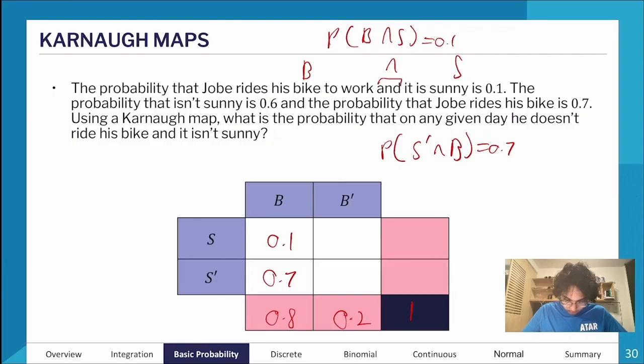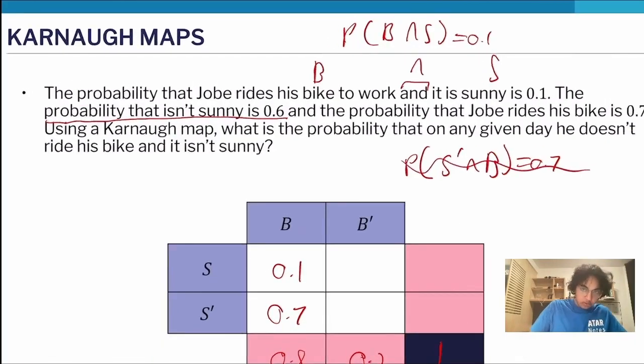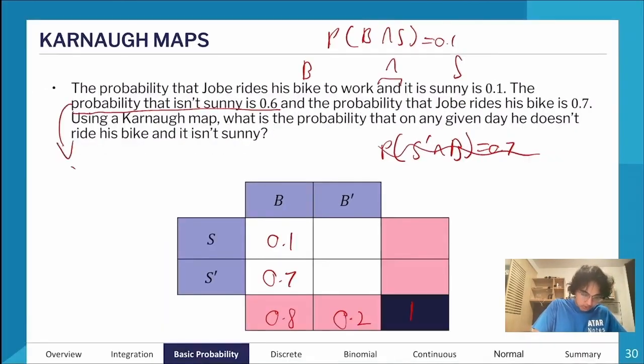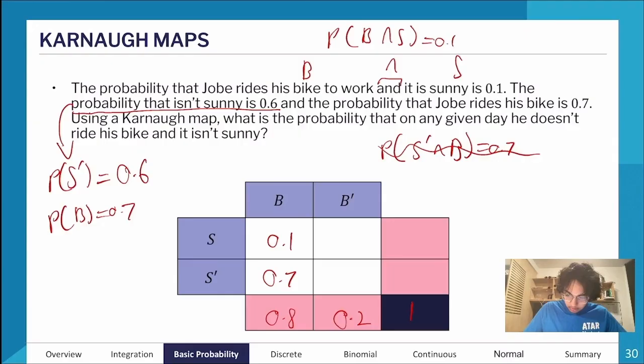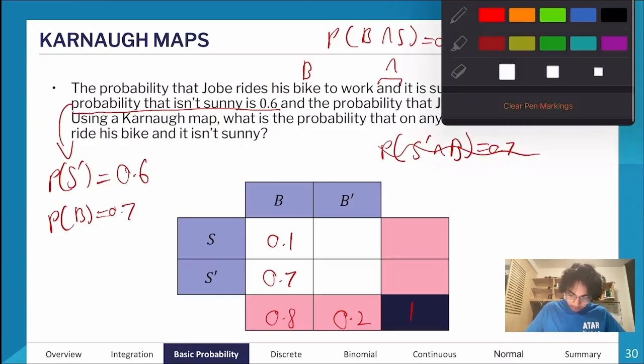Oh, okay. I think I've misread the question, which happens. I've realized there was insufficient information to answer the question, which is kind of unlucky, but that's fine. So I think it said the probability that it isn't sunny is 0.6. So this is not what I've written out here. Oh, sorry, just zoomed in. I think this is just S, the probability of not S is equal to 0.6, and the probability of B is equal to 0.7. That's my bad. Quickly rub this out.